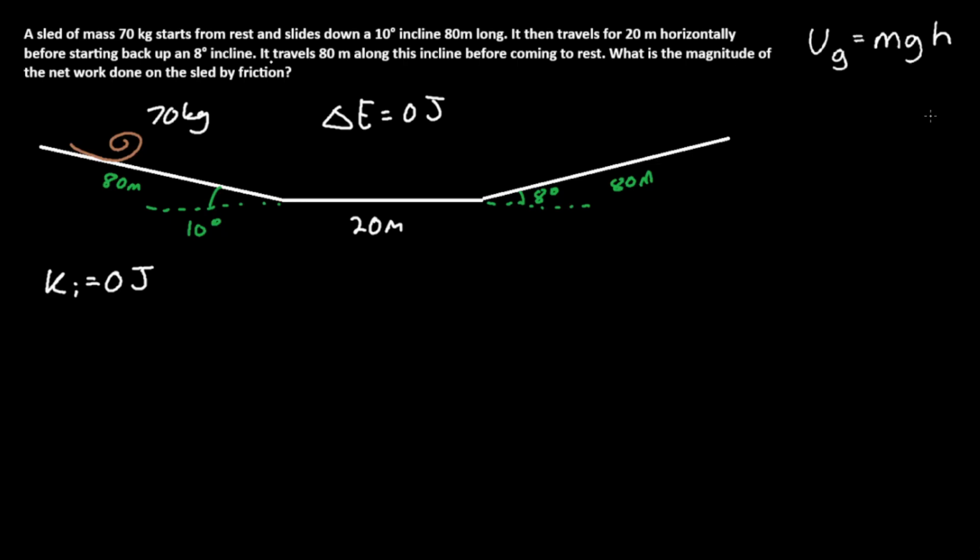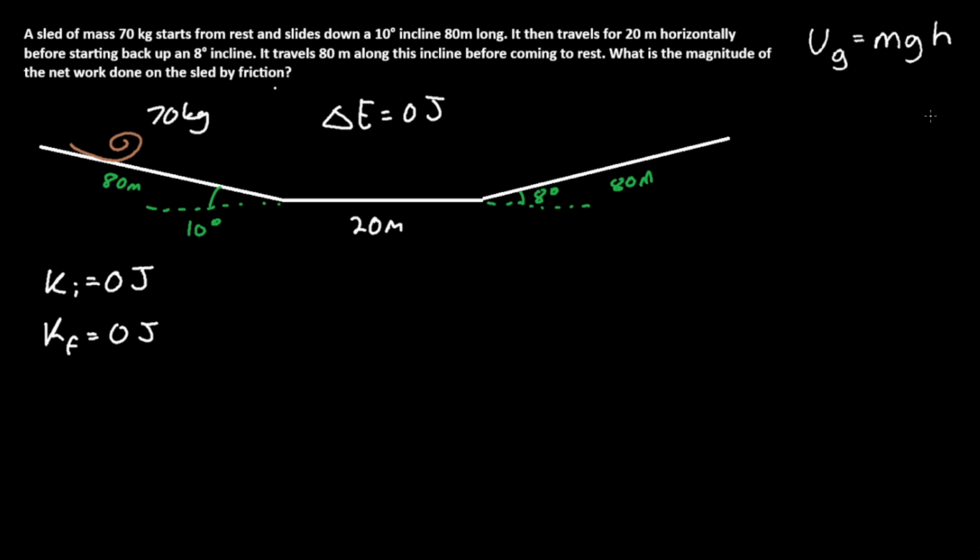The sled travels 80 meters along the incline before coming to rest. So the final kinetic energy is also 0 joules. What is the magnitude of the net work done on the sled by friction? So we need to know the magnitude of the work done by friction.